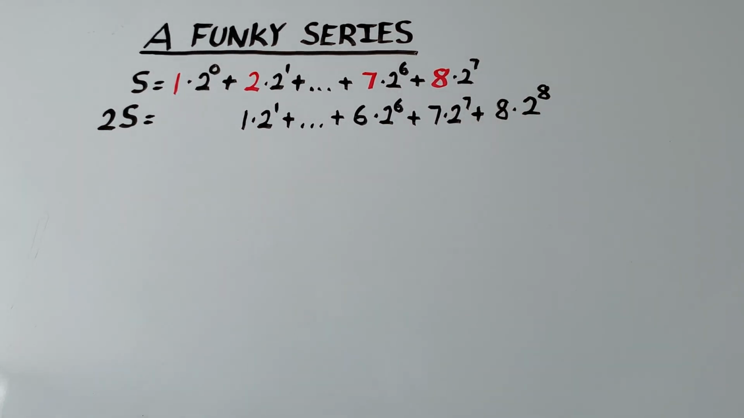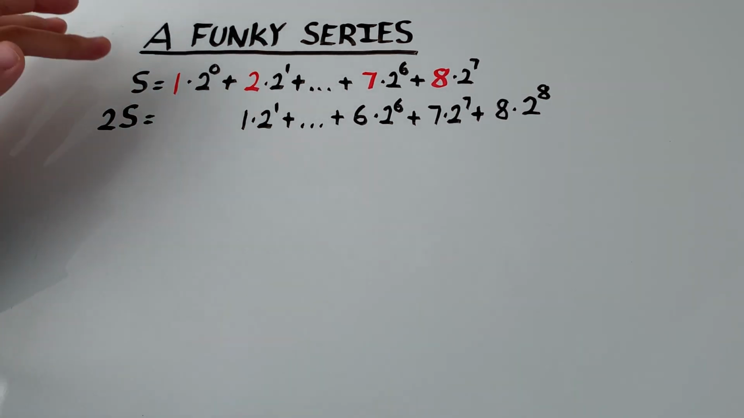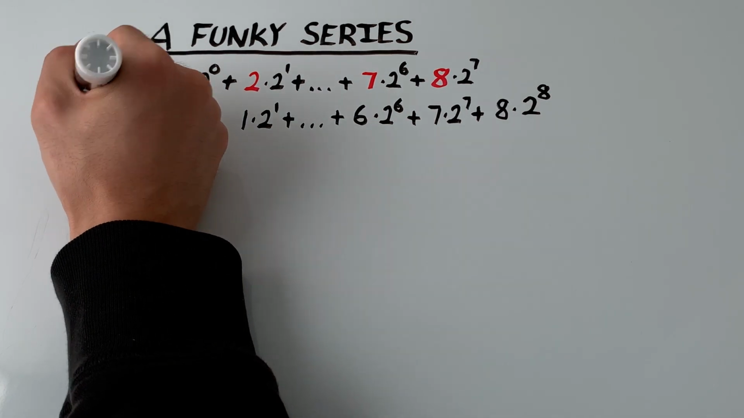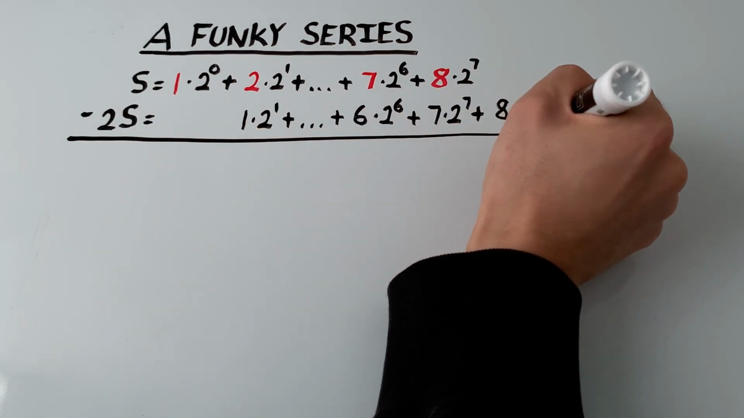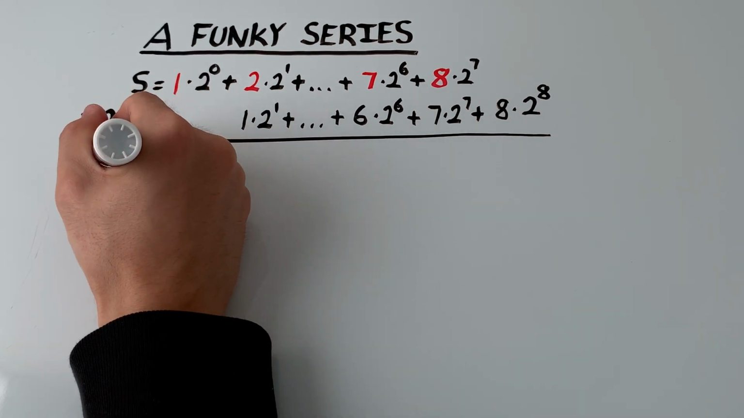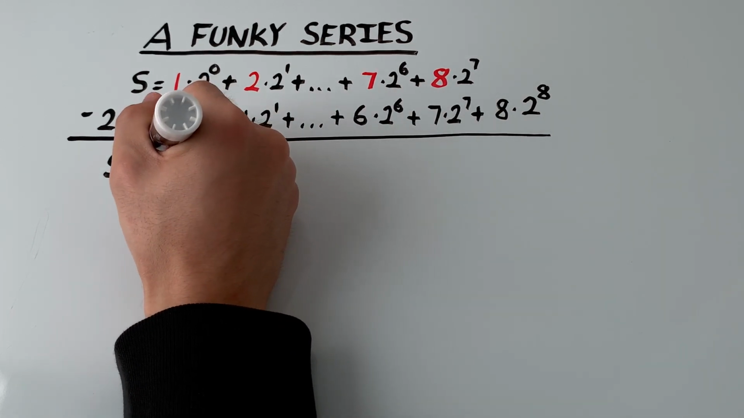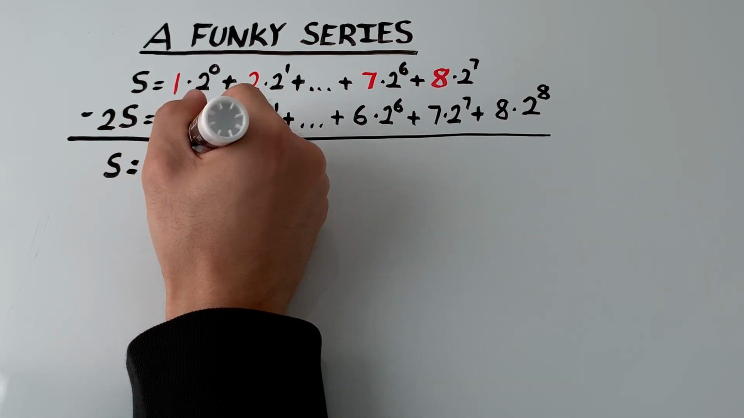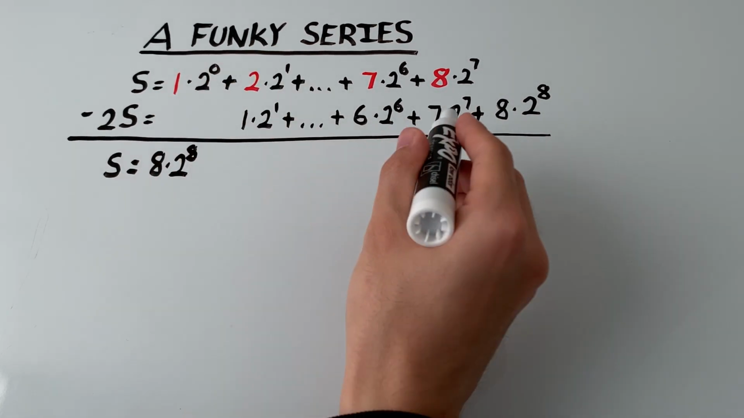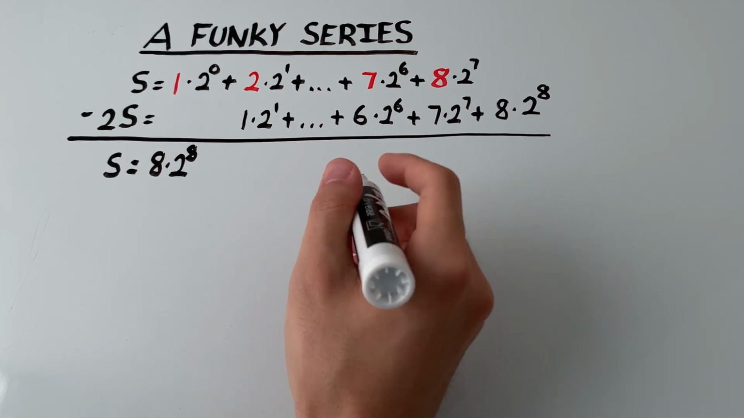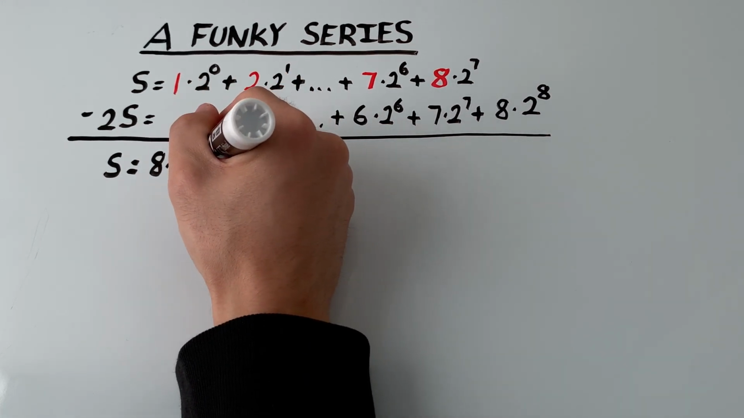Now, let's take the difference between these two series. So we'll take 2S and subtract S so that we get S on its own. So 2S take away S will give S equals this term at the end over here, 8 times 2 to the 8. 7 times 2 to the 7 minus 8 times 2 to the 7 becomes minus 1 times 2 to the 7.